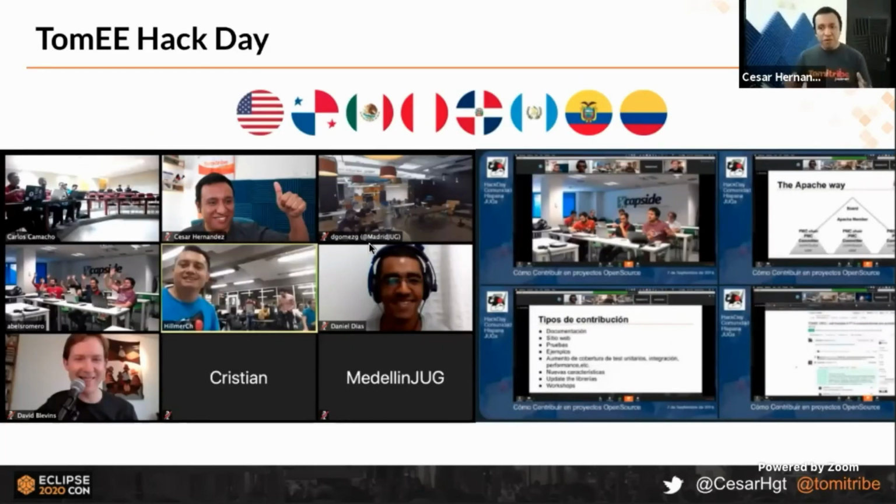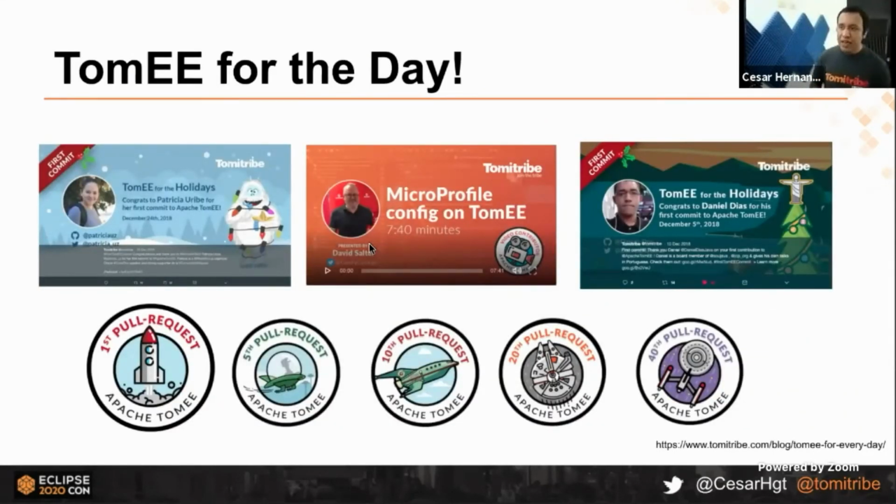But most importantly, remember when I talk about the word community, right? Friendly community. This is a TomEE Hack Day that we did by the end of 2019, in which we managed to gather many Spanish-speaking communities around the world. We have people from Spain, United States, Guatemala, Colombia, Ecuador, República Dominicana. It was great to see all these contributors, users, and also people who were having their first interaction with the project. We also had on the session David Blevins, who is one of the founders of the project, and it was fun. We presented, we shared, and then we hacked a little bit on the project, how you can build the project from scratch.